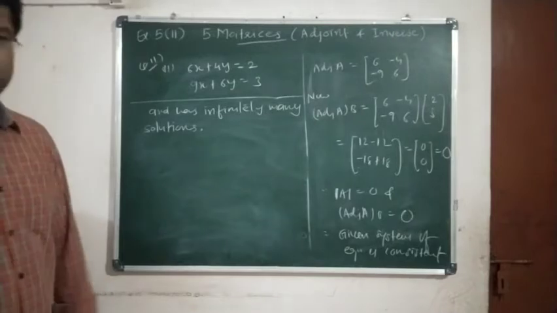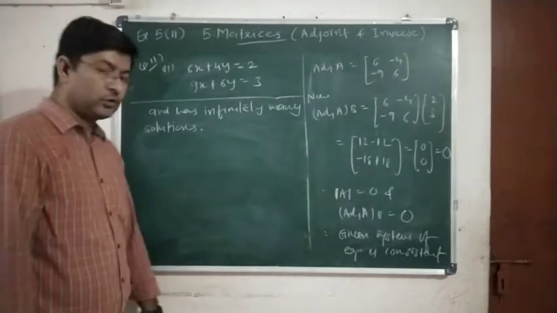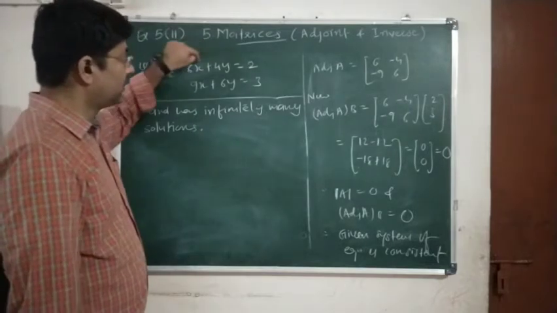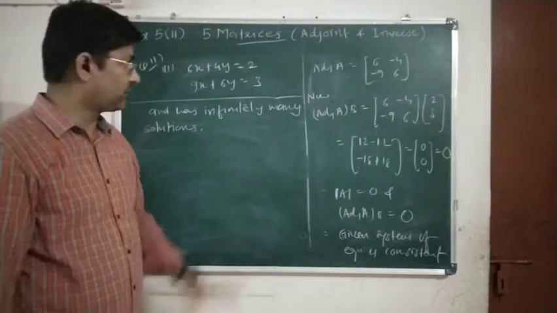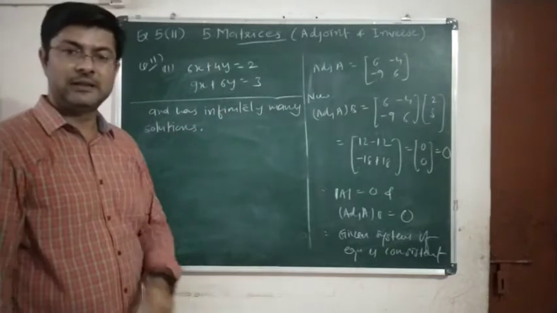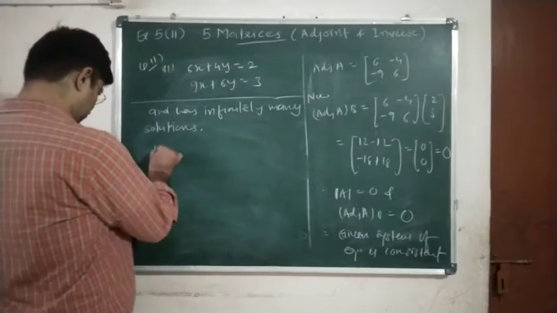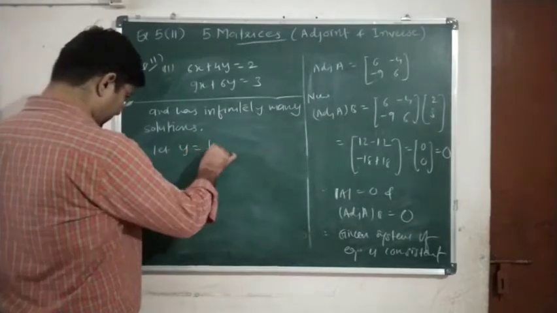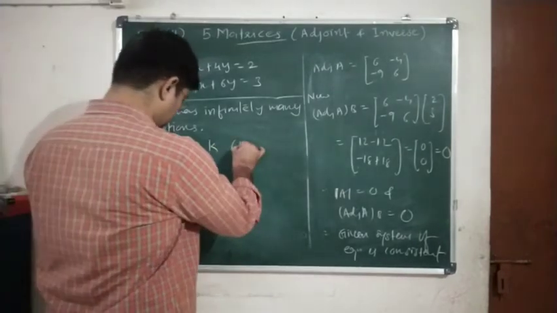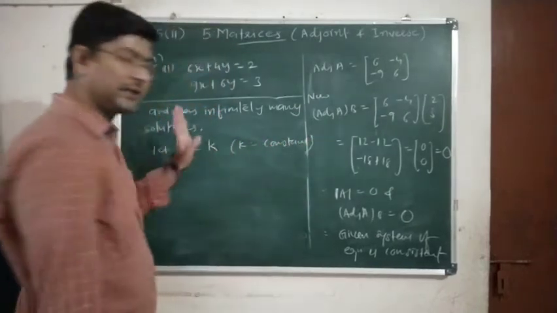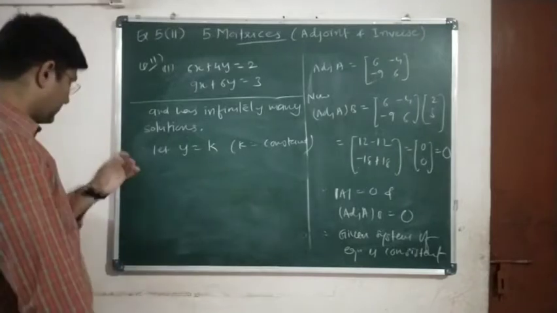Now what may be the form of the solutions? So to find the solution, what we can do? We can consider any one of the above variable to be a constant. For example, suppose for y we consider some constant k. Okay, so let y is equal to k, where k is a constant. You can even take x is equal to k, it doesn't matter. Clear?